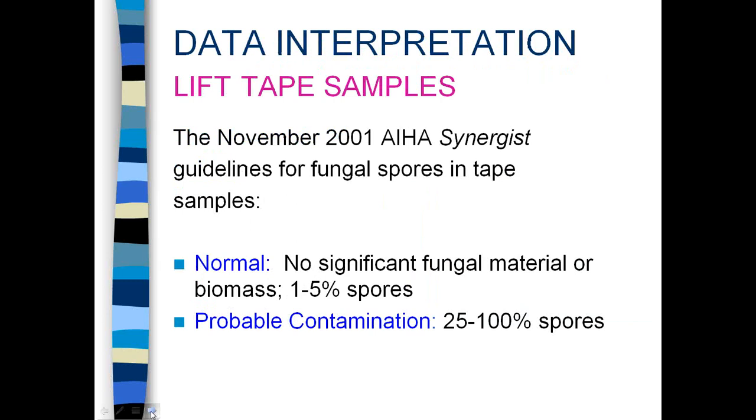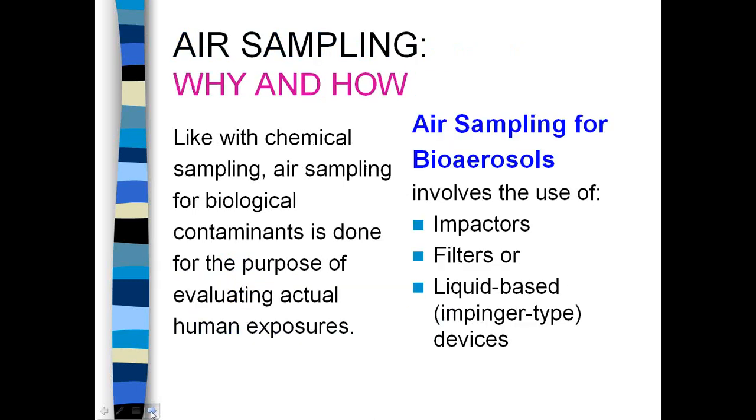Here you can see some data interpretation guidelines for lift tape samples. Normally, there should be no significant fungal material. Contamination is indicated when the sample contains 25 to 100% spores. Like with chemical sampling, air sampling for biologicals is done for the purposes of evaluating actual human exposures. And air sampling for bioaerosols may involve the use of impactors, filters, or liquid-based impinger-type devices.